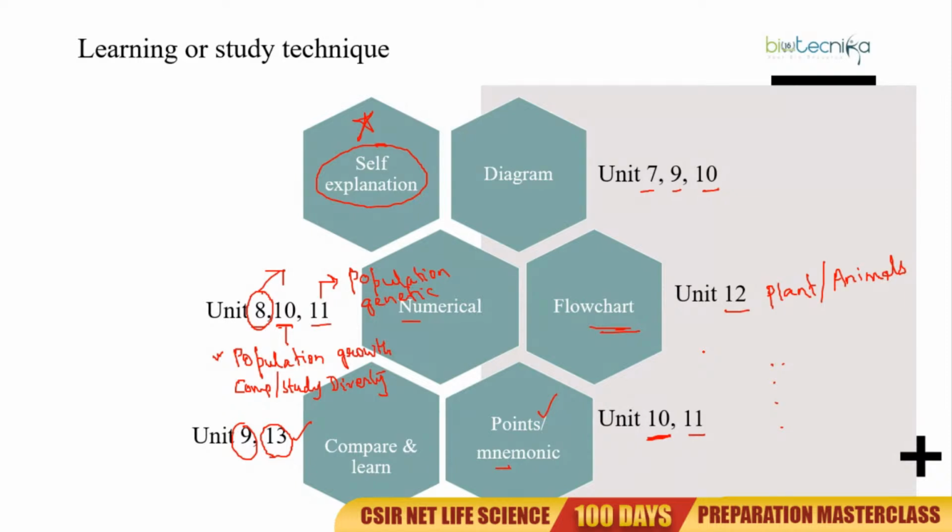And always remember one thing: when you are studying, a very effective way of studying is to follow a 987 rule. Do you know about the 987 rule?